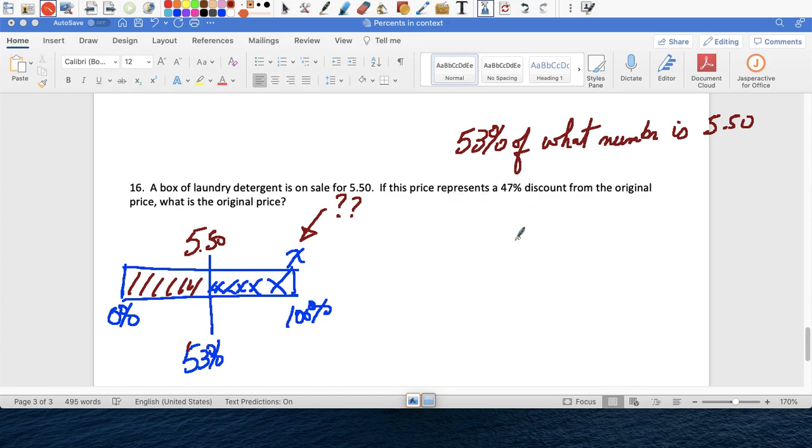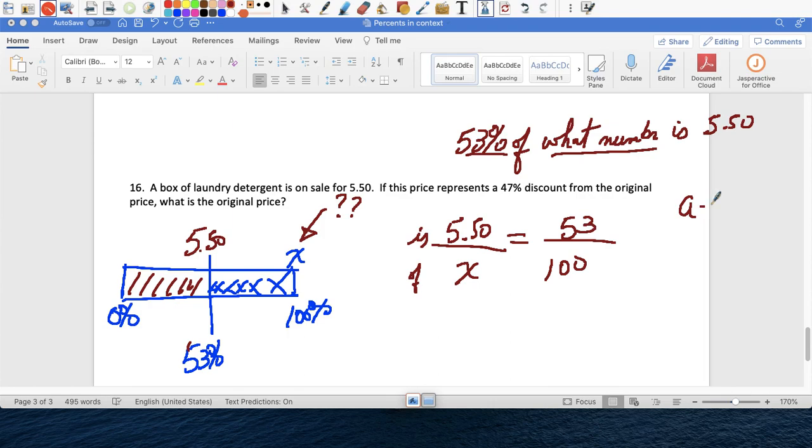So, percent proportion if you want. 100, 53 goes here. The percent goes there. Of what number? Again, remember, is and of. Of what number is what we're trying to find out. So we call this x, and we put 5.50 on the top. If you want to use the percent equation, the part in this case is 5.50, the percent as a decimal is 0.53, and the original price, W, is going to be like that. So cross multiply.